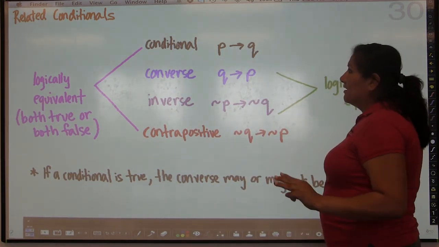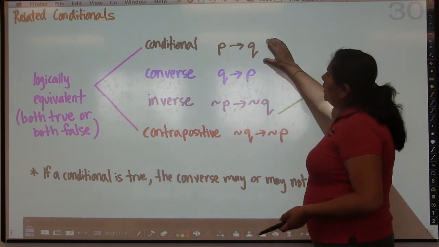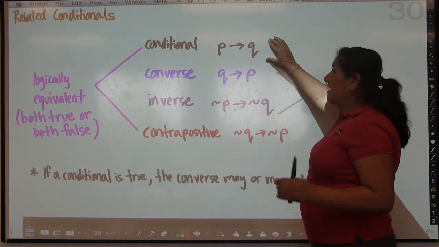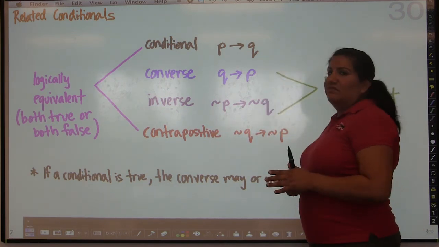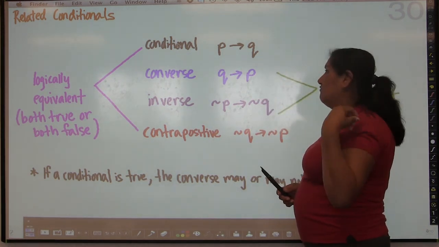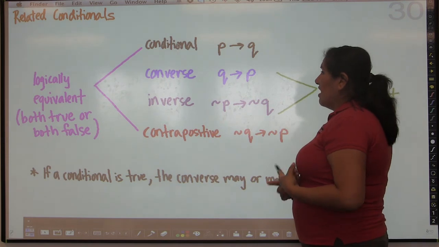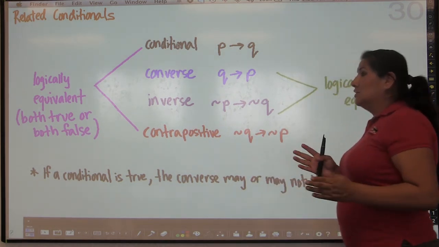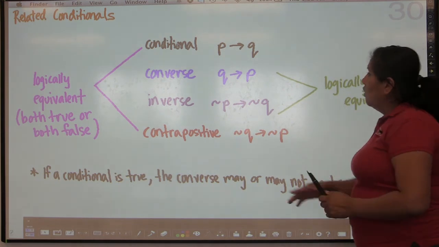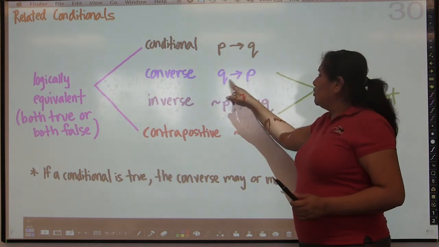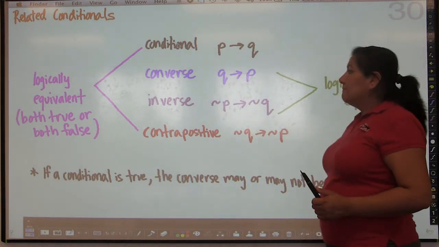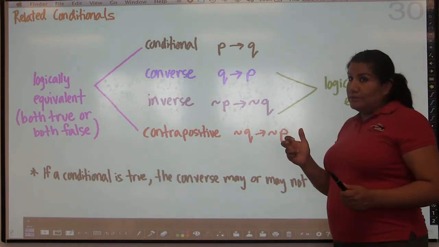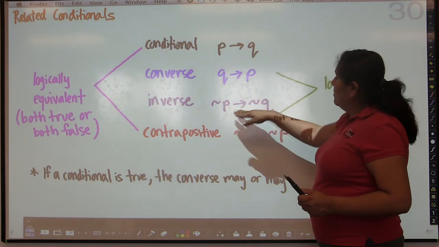So we have 3 related conditionals. The one in black here is just the original conditional, P implies Q. But we have 3 other types of conditionals that can stem from the regular conditional. First up, we have the converse. And as you can see in the case of the converse, the hypothesis and the conclusion switch roles. So instead of P implies Q, we have Q implies P. It's basically backwards. Okay? Then we have the inverse. Now the inverse is not backwards. It's not Q and P, it's P and Q.